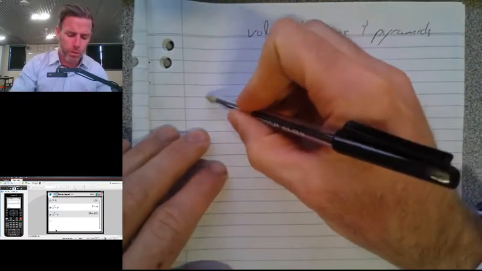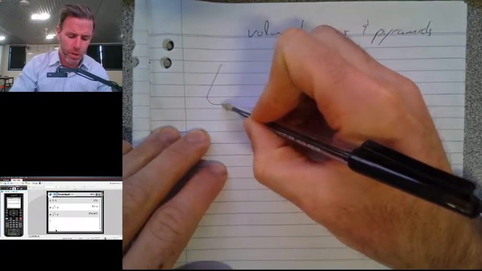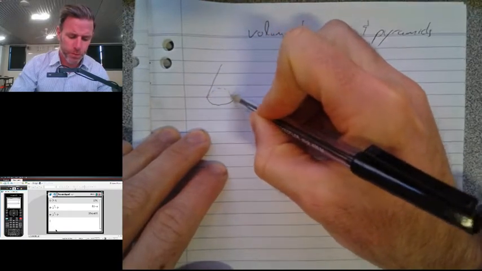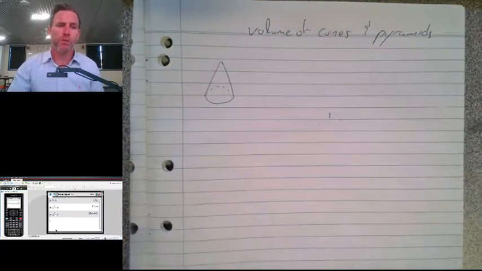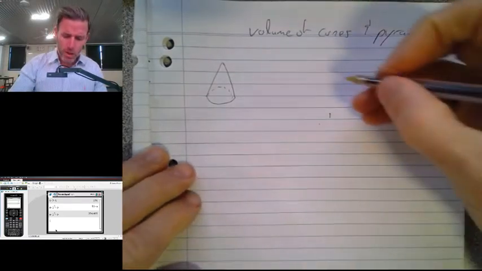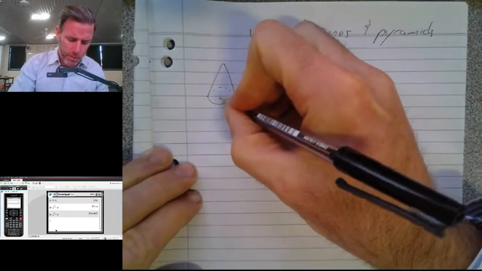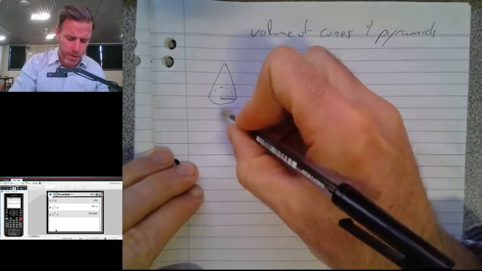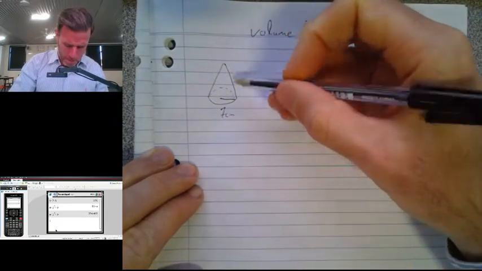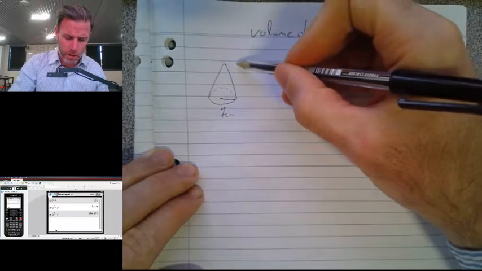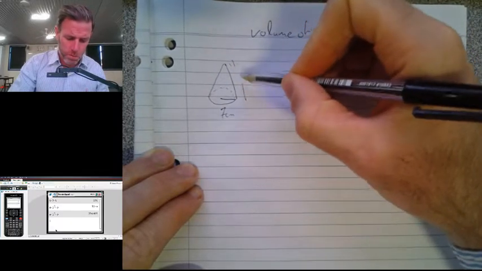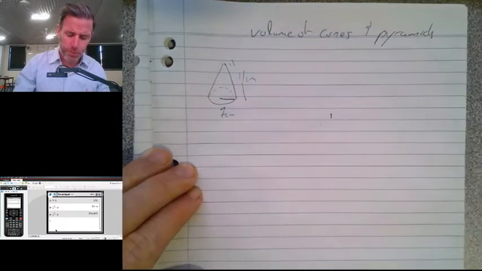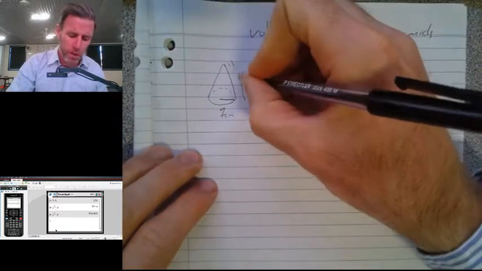A cone has a circular base, and then it has a height. The volume is all the space inside. So imagine if you had your ice cream cone turned upside down, how much ice cream can you fit inside the cone? In this example I'm going to say the radius is 7 centimeters and the height along the outside is 11 centimeters.